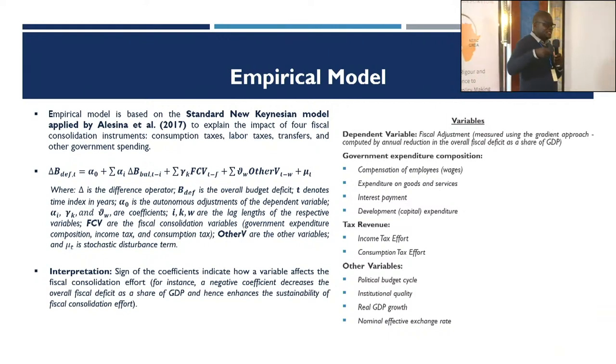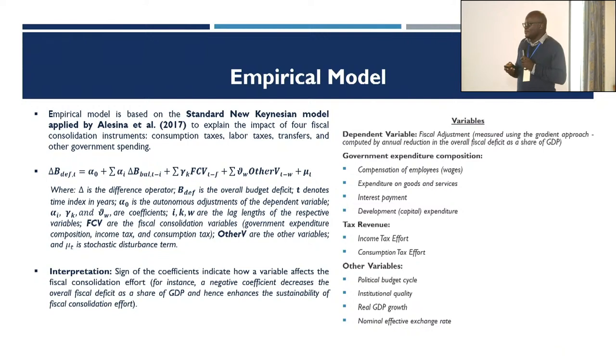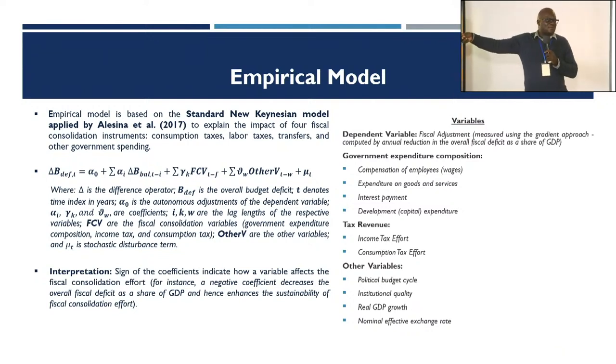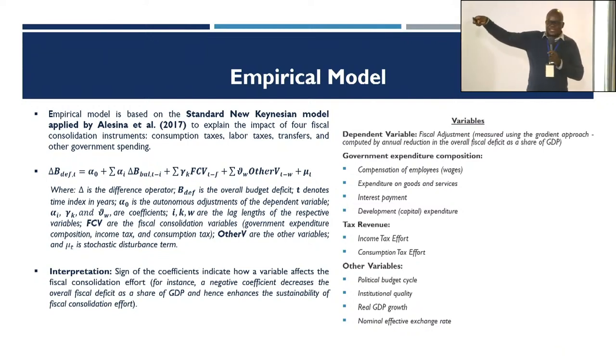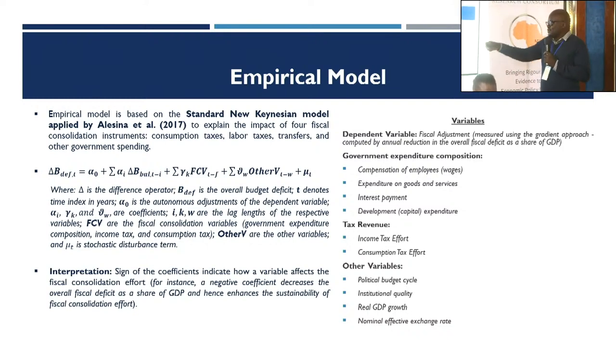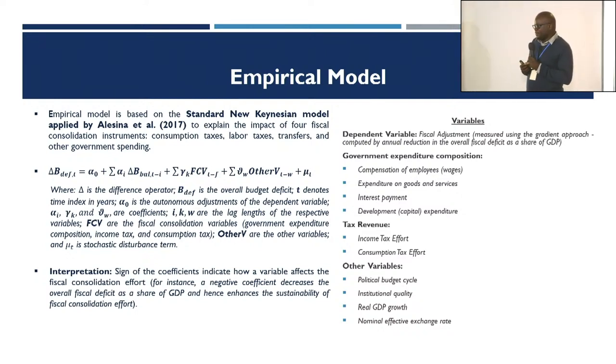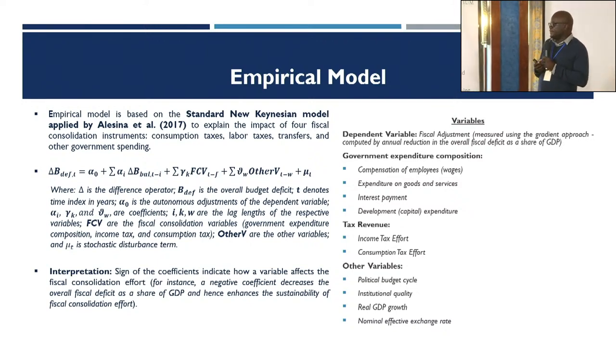if you put all of them in the model at the same time, then there is likely to be a problem of collinearity, because it is the revenue that we collect that we use to cater for this expenditure. So if both of them are in the model, then there's likely to be an issue with the efficiency of the estimates.